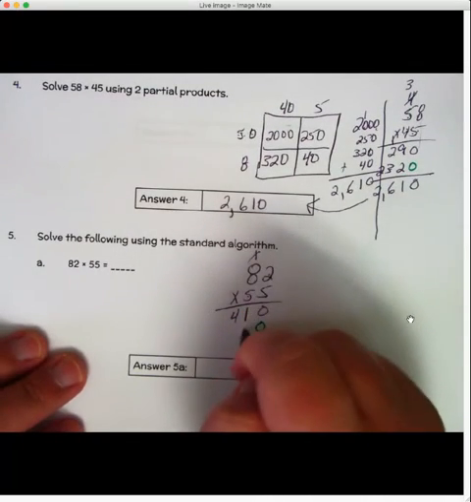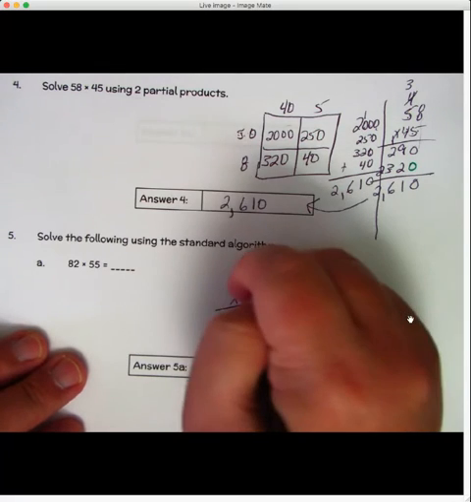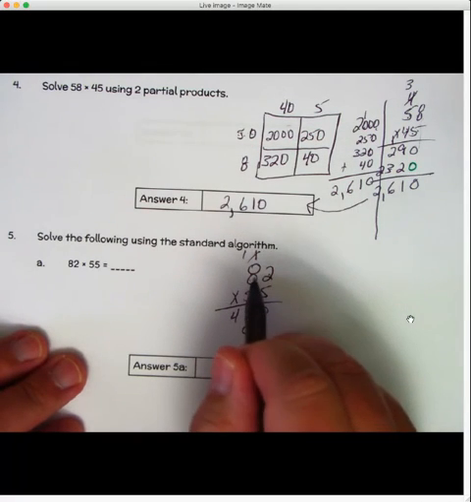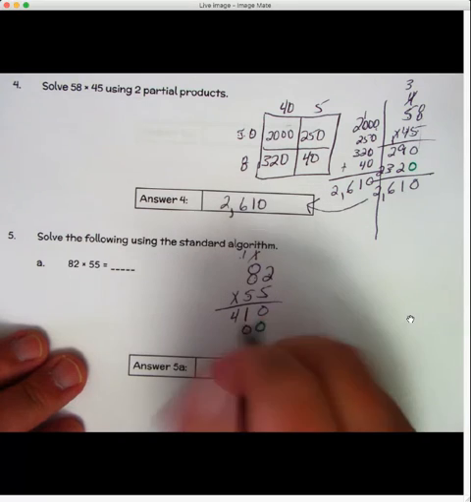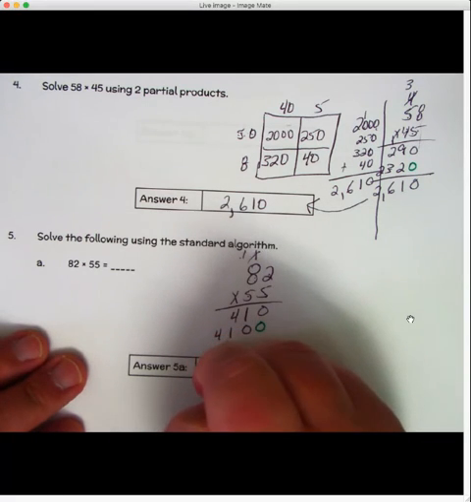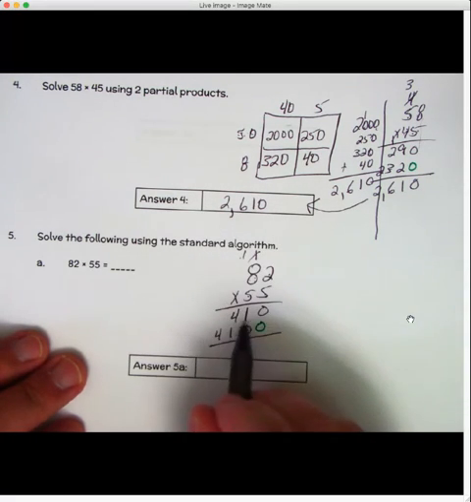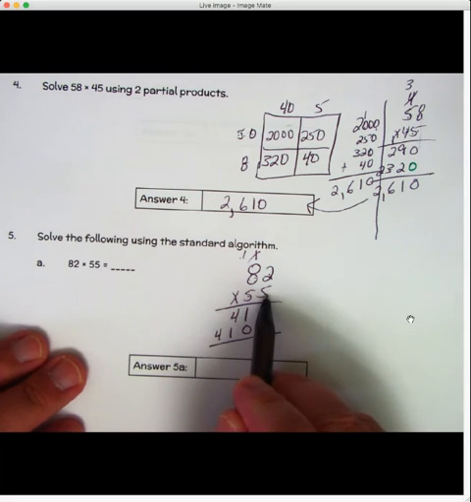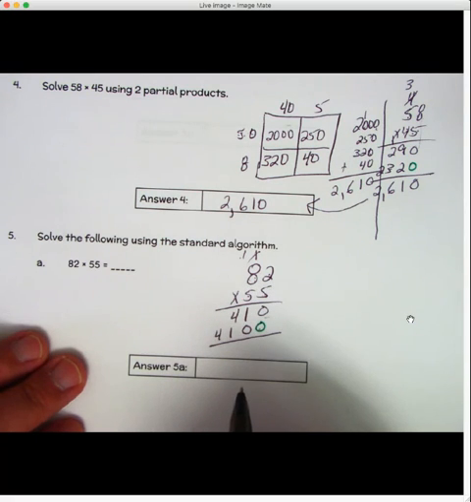5 times 2 is 10. Put my 0 down. Carry my 1. 5 times 8 is 40. Plus 1 is 41. Hey, look what happened. 410, 4,100. Why is that? Because we multiplied by 5 both times, but this time we were multiplying by 5 in the tens place. And what happens when you move one place to the left? You multiply it by 10. That's why we put that 0 there.